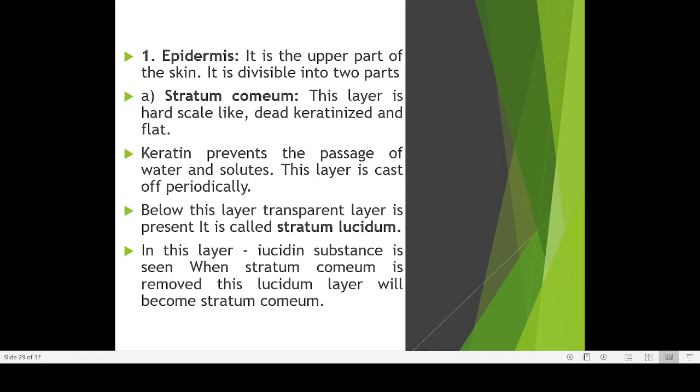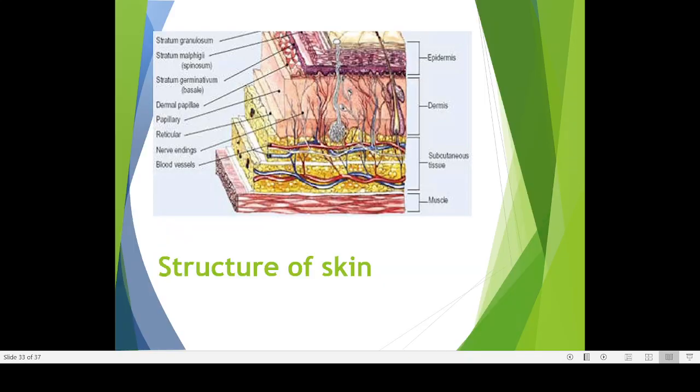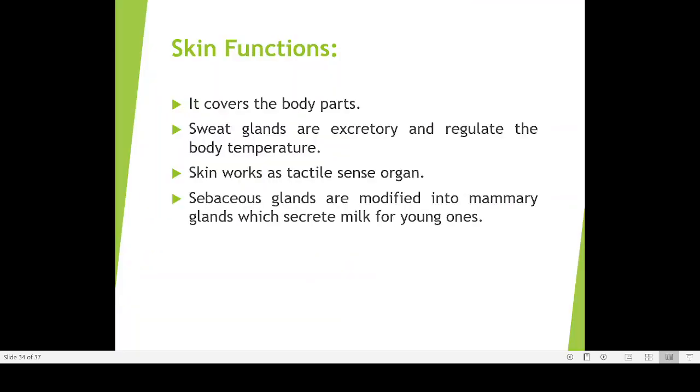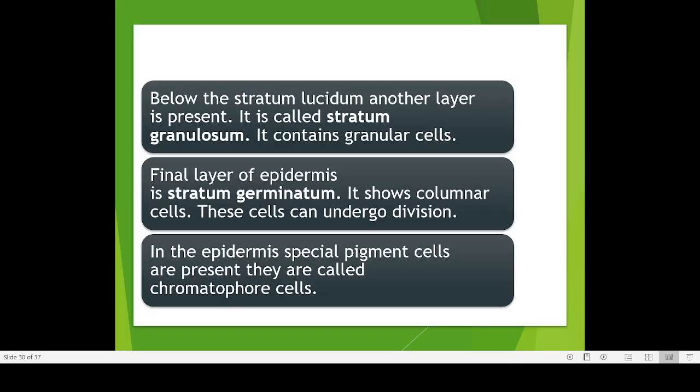The second point is keratinized. Keratinized means filled with keratin. Keratin is a type of protein, and that protein makes the skin harder. So keratinized means it is filled with keratin, which makes the cells stronger and harder. One more point is that it is formed of flat cells. If we look at the picture, you can see that they are formed of flat cells. This is how the different layers of the skin are composed.